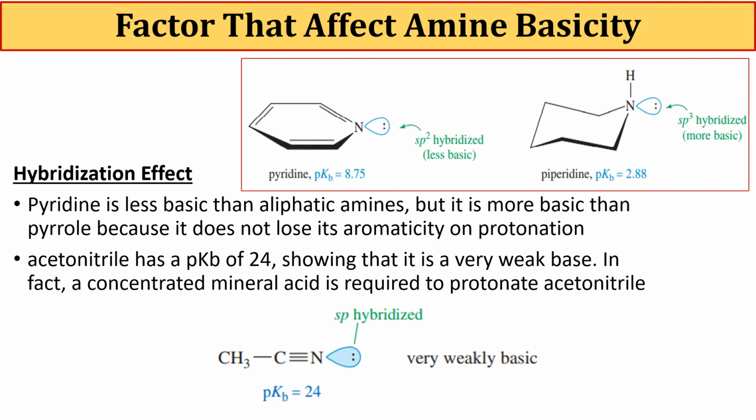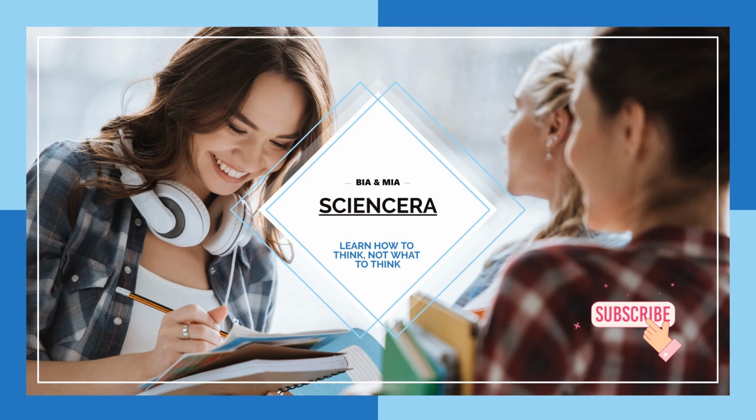The effect of increased s character on basicity is even more pronounced in nitriles with sp hybridization. For example, acetonitrile has a pKb of 24, showing that it is a very weak base. In fact, a concentrated mineral acid is required to protonate acetonitrile. This brings us to the end of the chapter on amines.